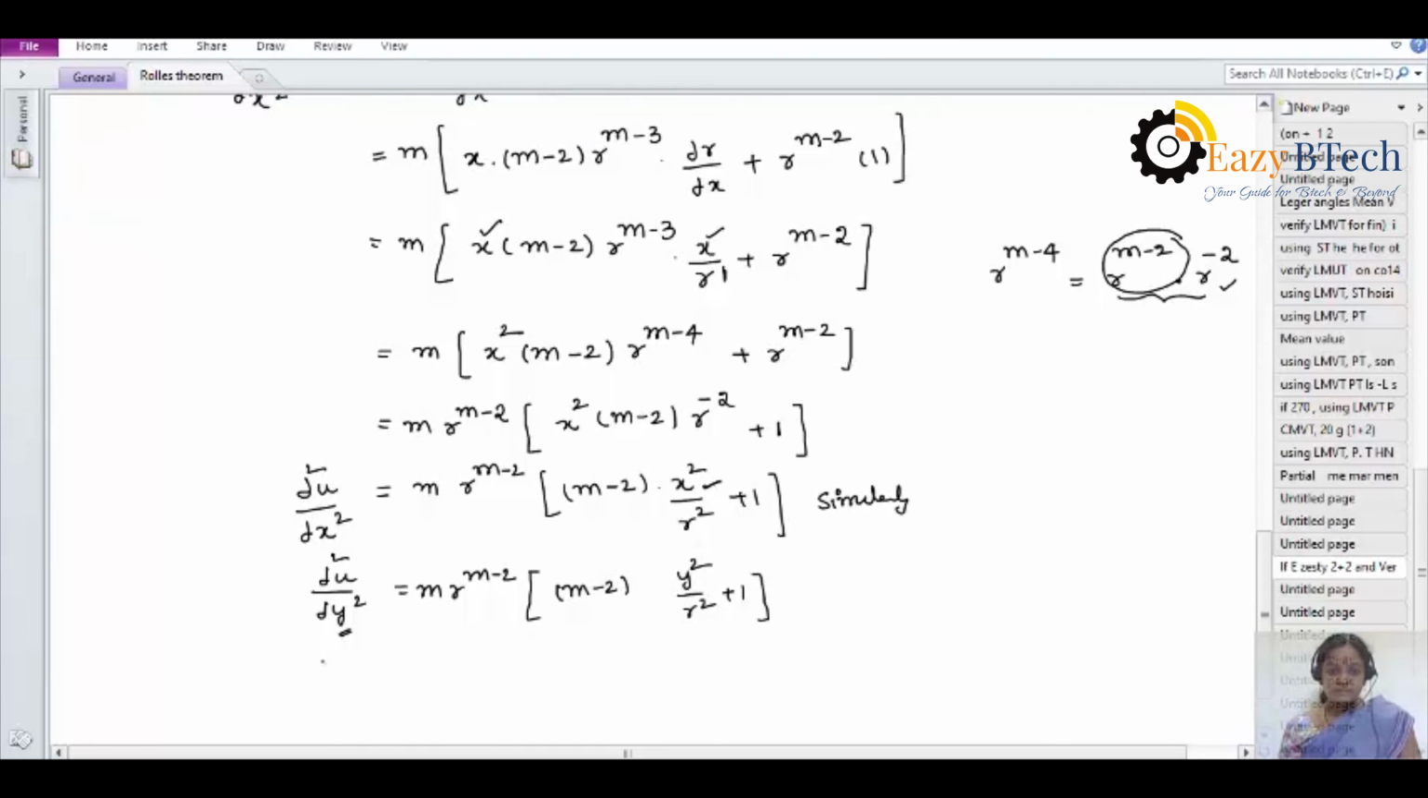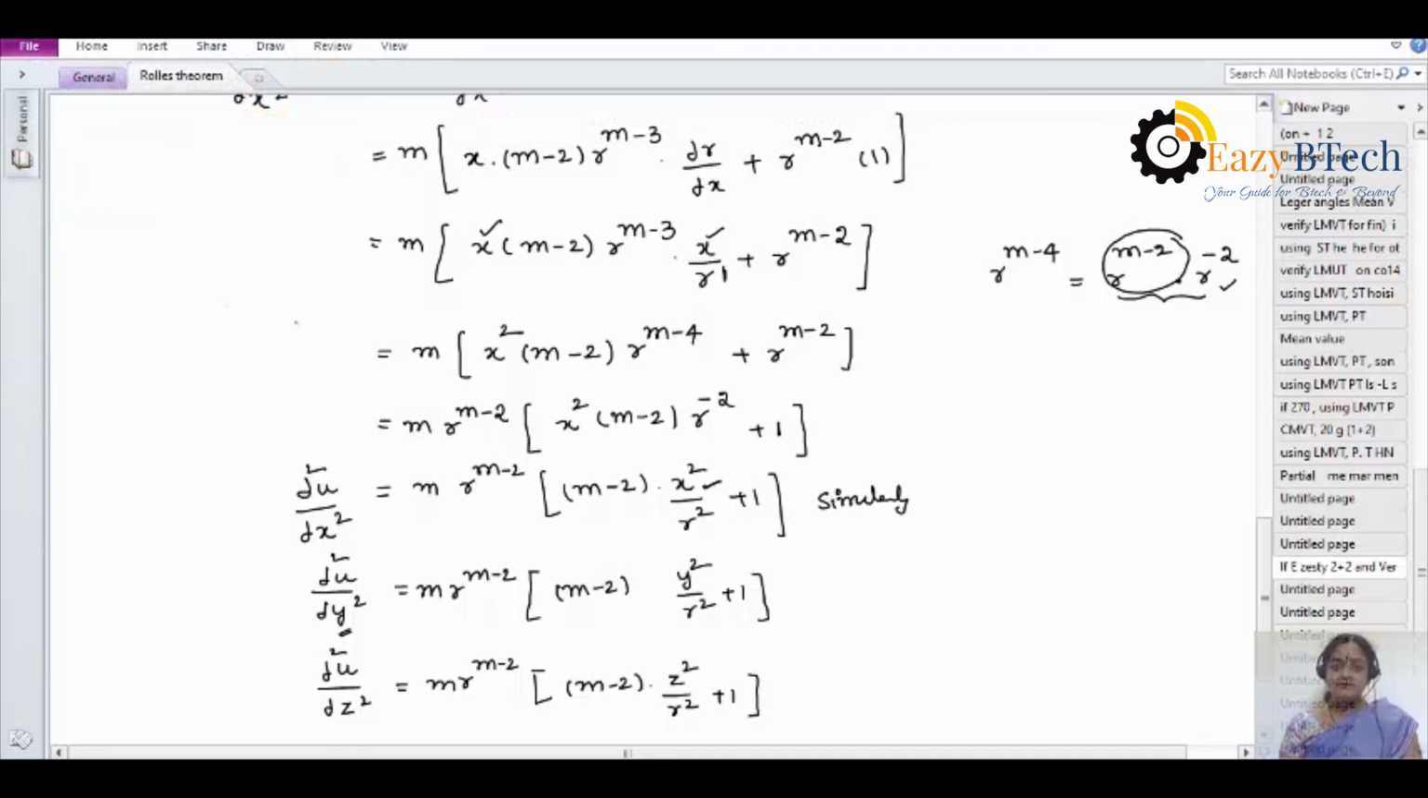So similarly, if you are writing with respect to z, dou square u by dou z square, what will be the value? M into r power m minus 2 and m minus 2 into, so instead of y square, writing z square by r square plus 1. Okay, have you understood, students, how I am writing the dou square u by dou y square and dou square u by dou z square values here?